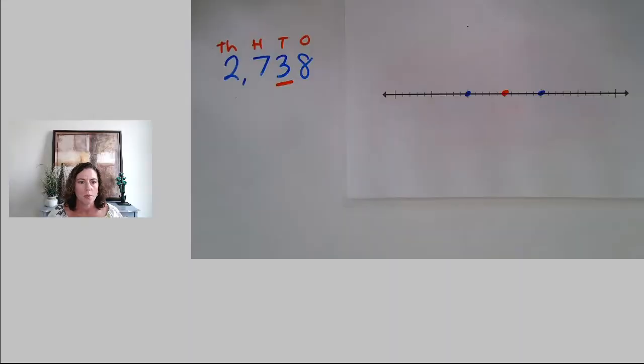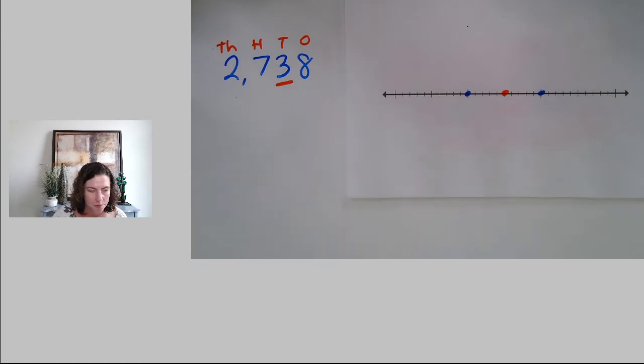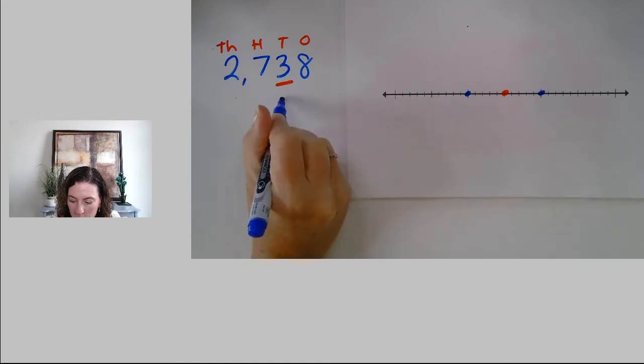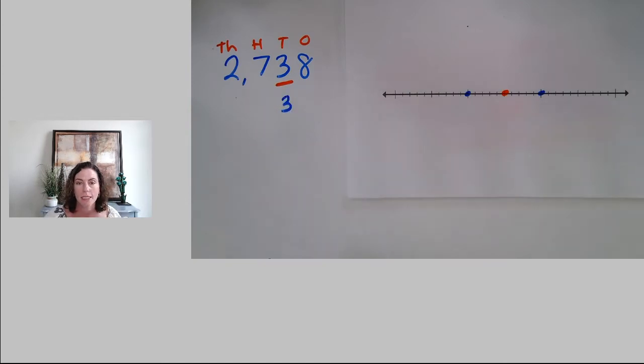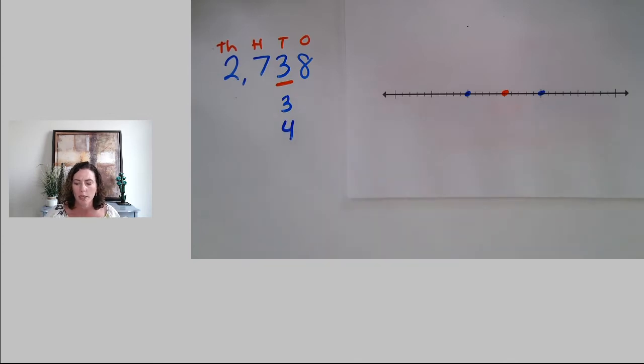How did it go? Okay, let's see. We're going to do this together. We're going to take our number line. We're going to start in the tens place. Okay, so the beginning 10 is 3. The next 10 is 4.